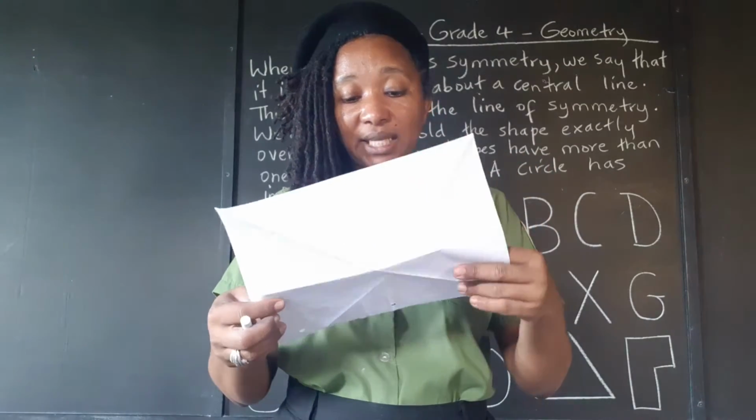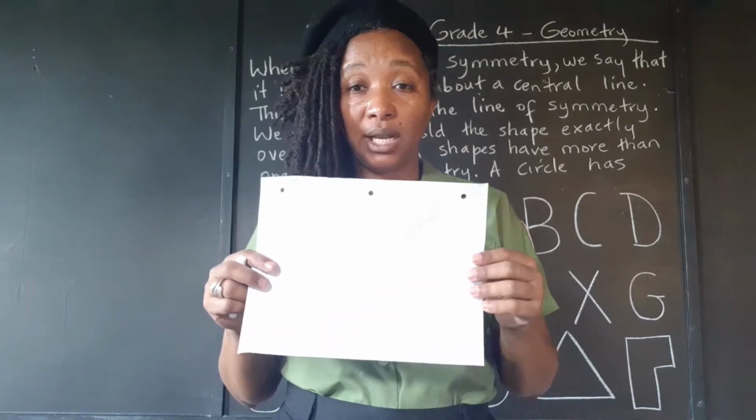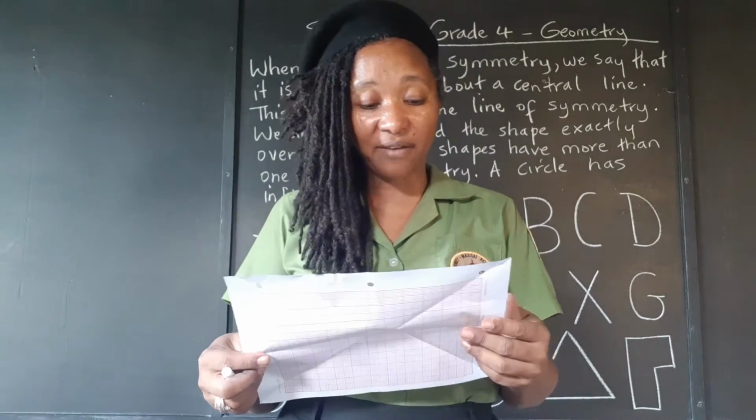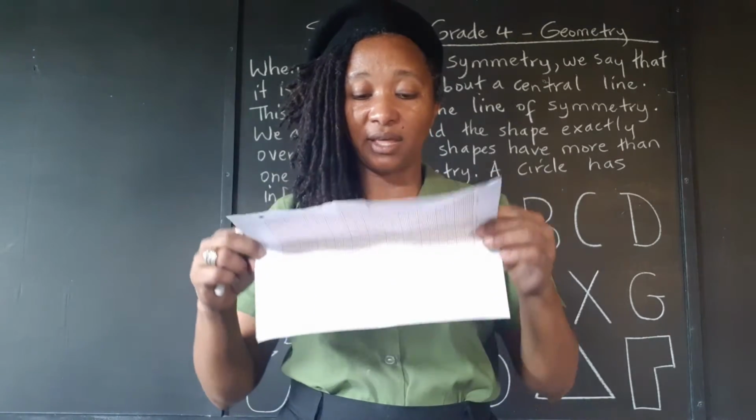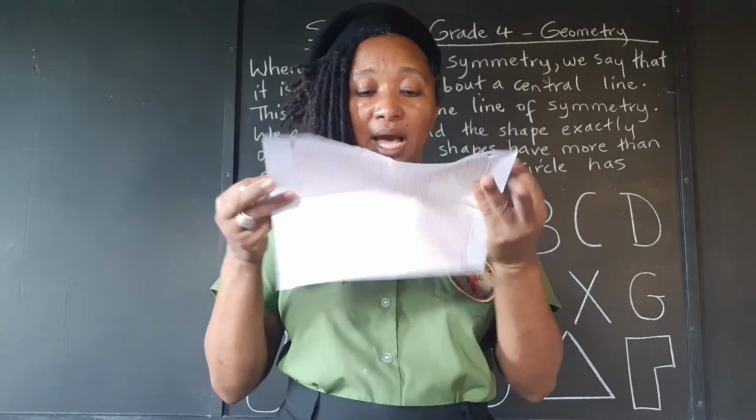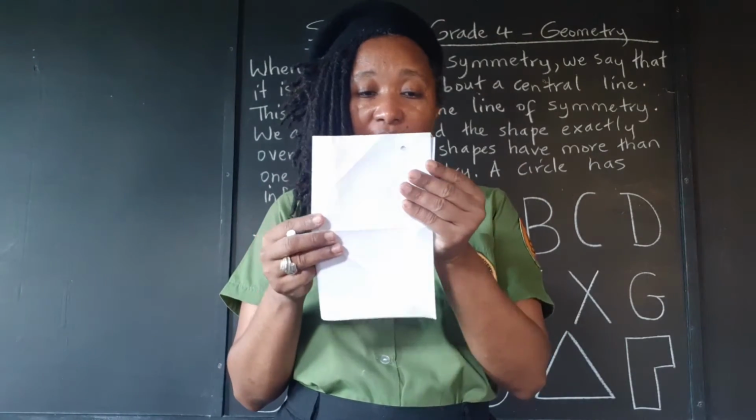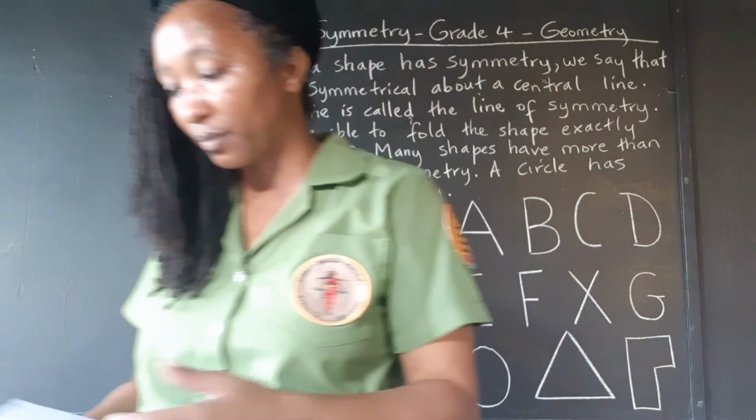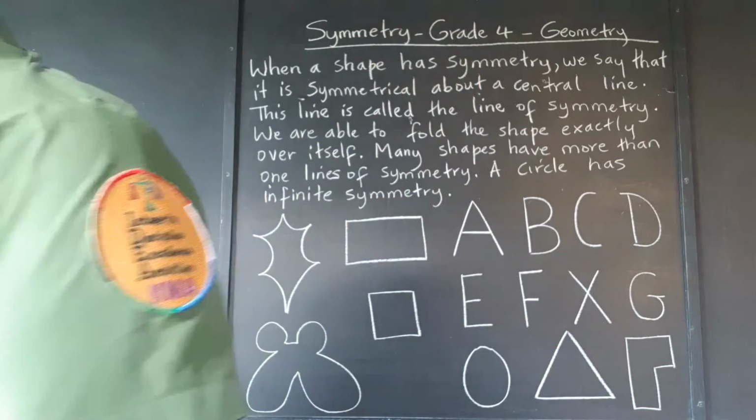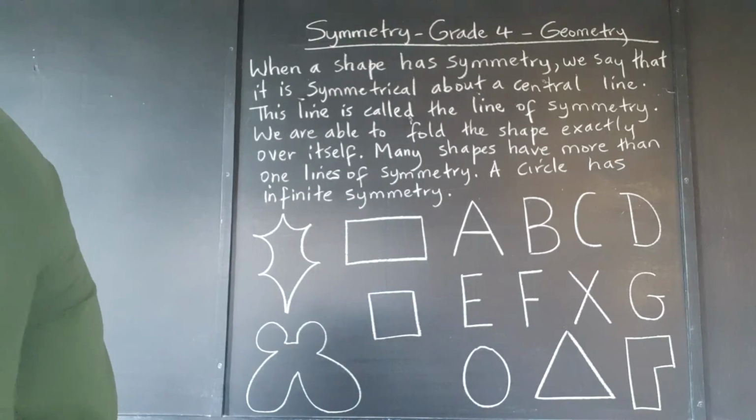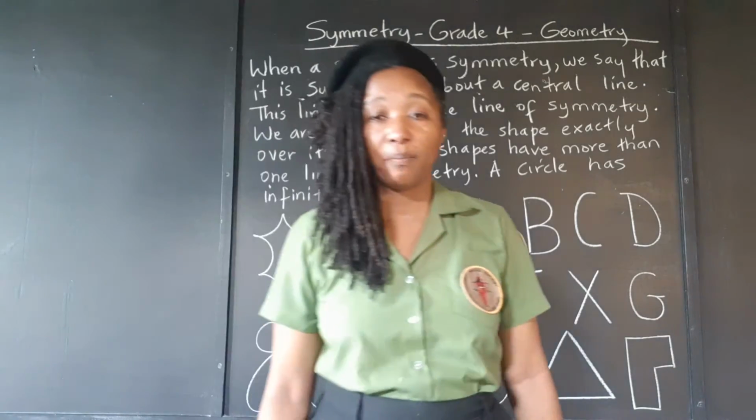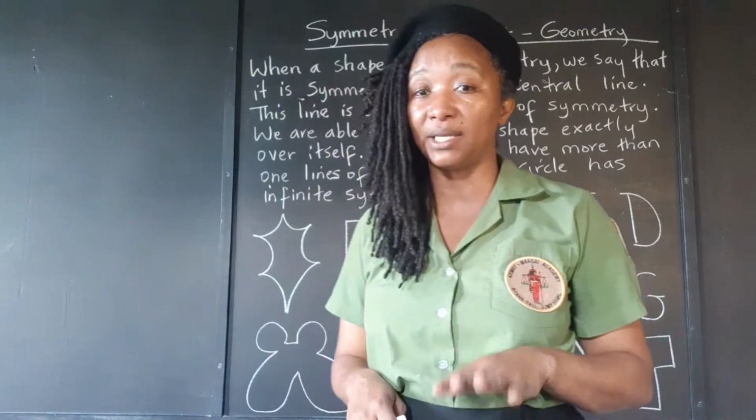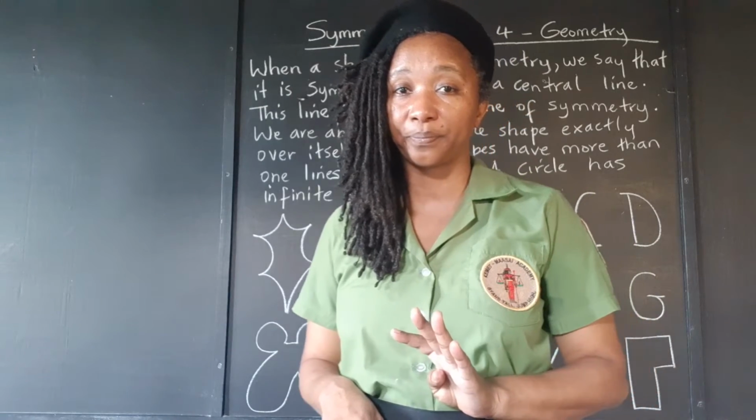So the rectangle seems to have only 2 lines of symmetry. Get a rectangle and try for yourself and see if you can find any other way of folding it other than horizontally and vertically. Other than those 2 ways, see if you can find any other way to fold the rectangle so that it fits exactly over itself. Based on our experiment, it seems to have only 2 ways, and the square has 4 lines of symmetry.